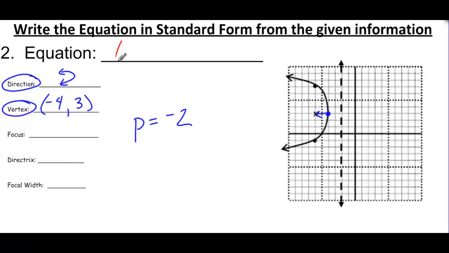So now to write my answer, I know it's going to be left-right, so it's a y. You have to remember to look at the y value first. It's y minus 3, quantity squared, equals 4 times p. 4 times -2 is -8. And I'm going to do x minus a -4, which is x plus 4. Anytime you write the equation, if you have extra time, always start here if you feel comfortable and see if you graphed it, would you get the same answer they give you.